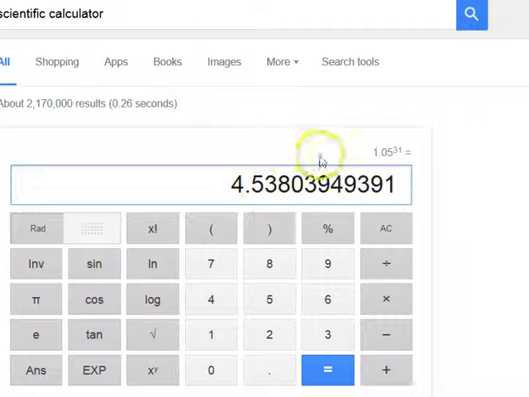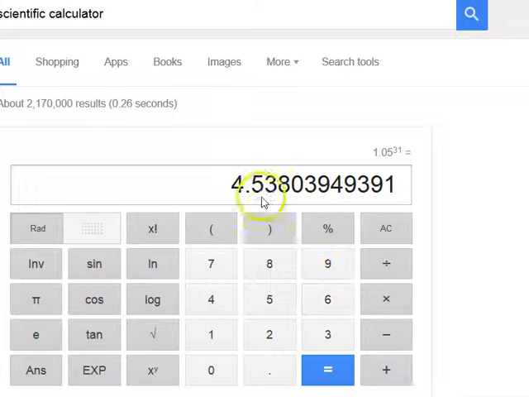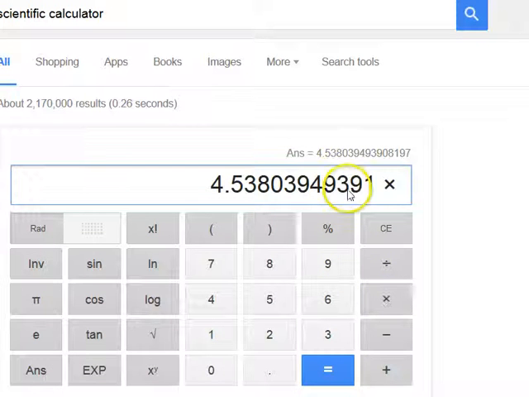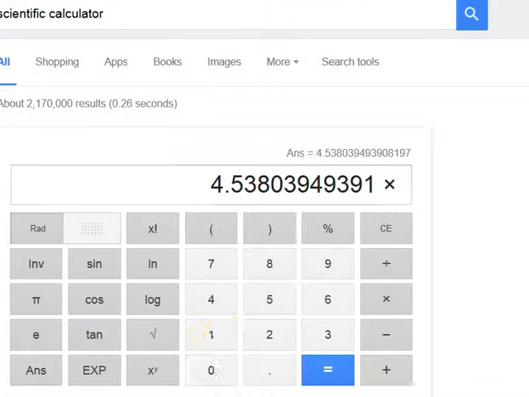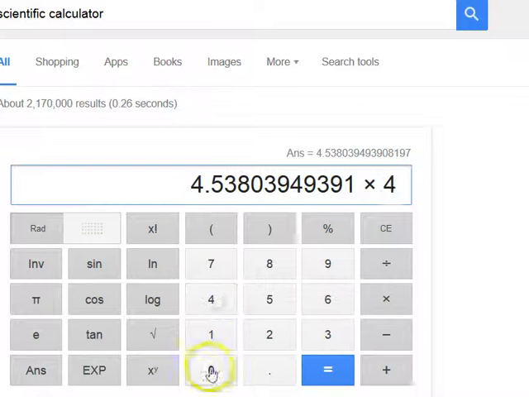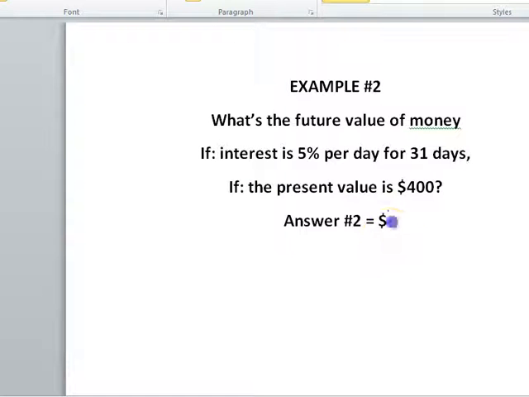So now this is your compound interest component right here. If you go back to our formula, that's this one right here, 1 plus I exponent n. So back to our calculator. Now the next step is to multiply this by our present value. If you go back to our problem, our present value is 400. So back to our calculator, times 400 equals, so the answer is $1,815. I'm going to plug that in right here, $1,815.